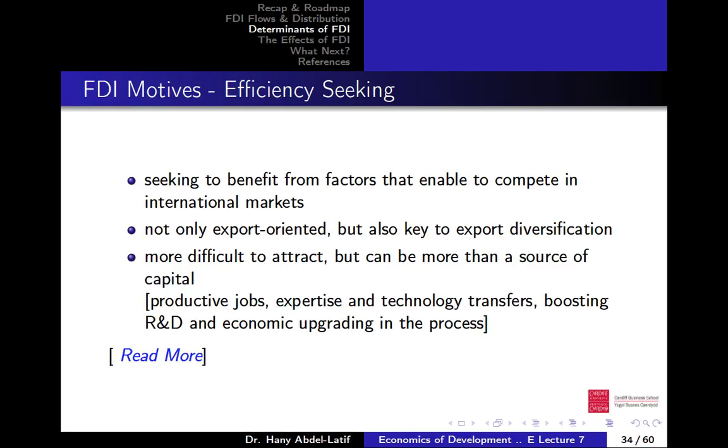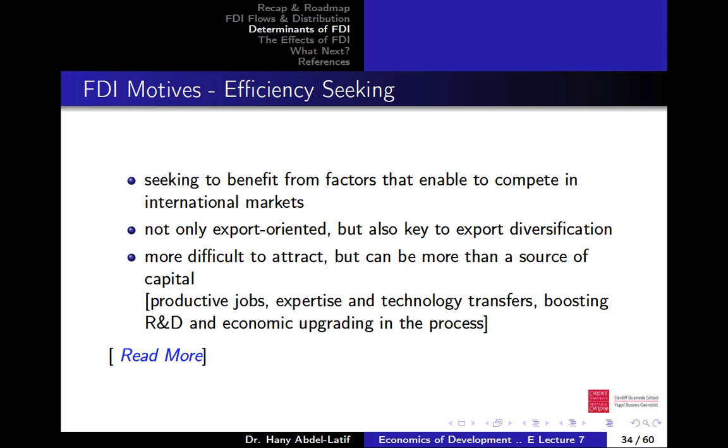We had two messages in the first part of the lecture. One, FDI is important, a large source of capital flows. It's the largest one. And the distribution, or the location of this FDI, how it moves, is uneven. So it's important to understand the motives and the determinants, and that's why we talked about different motives of FDI. We put these in three categories: market-seeking FDI, resource-seeking FDI, and efficiency-seeking FDI.